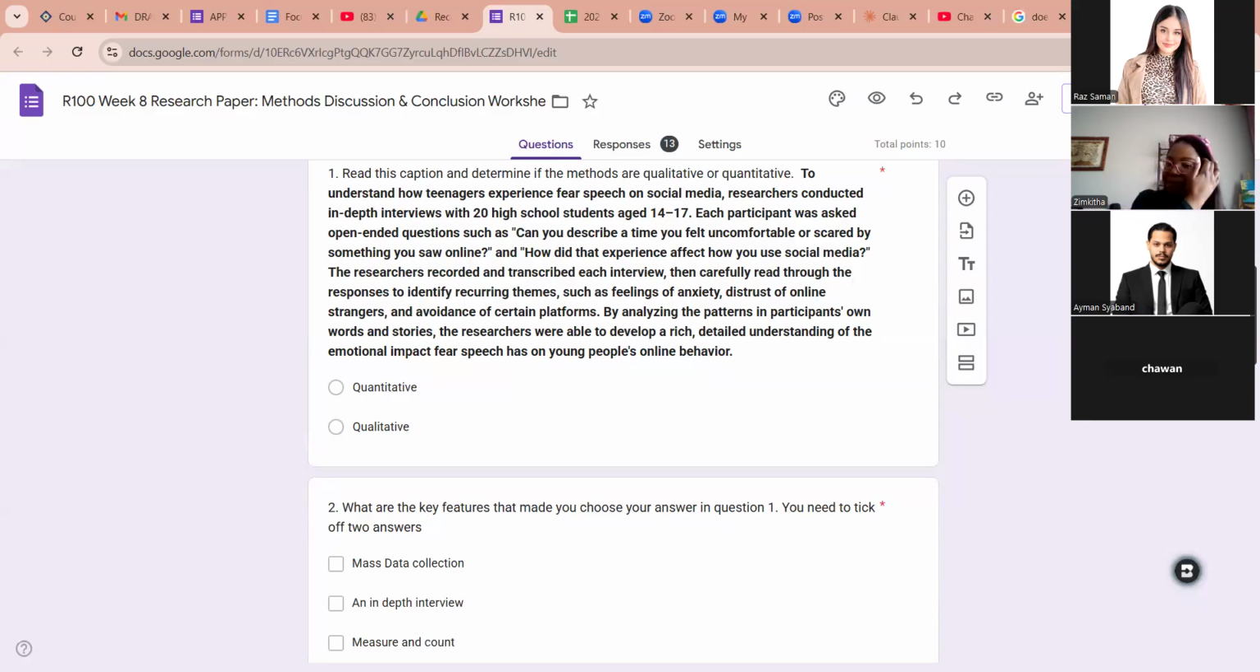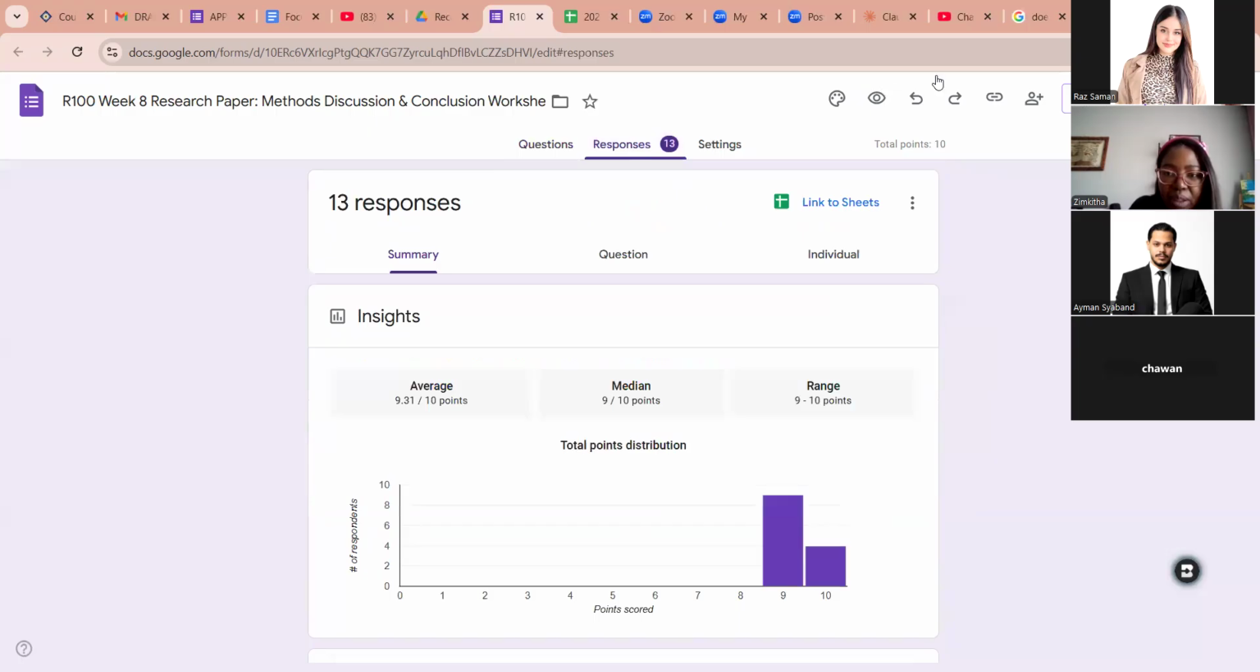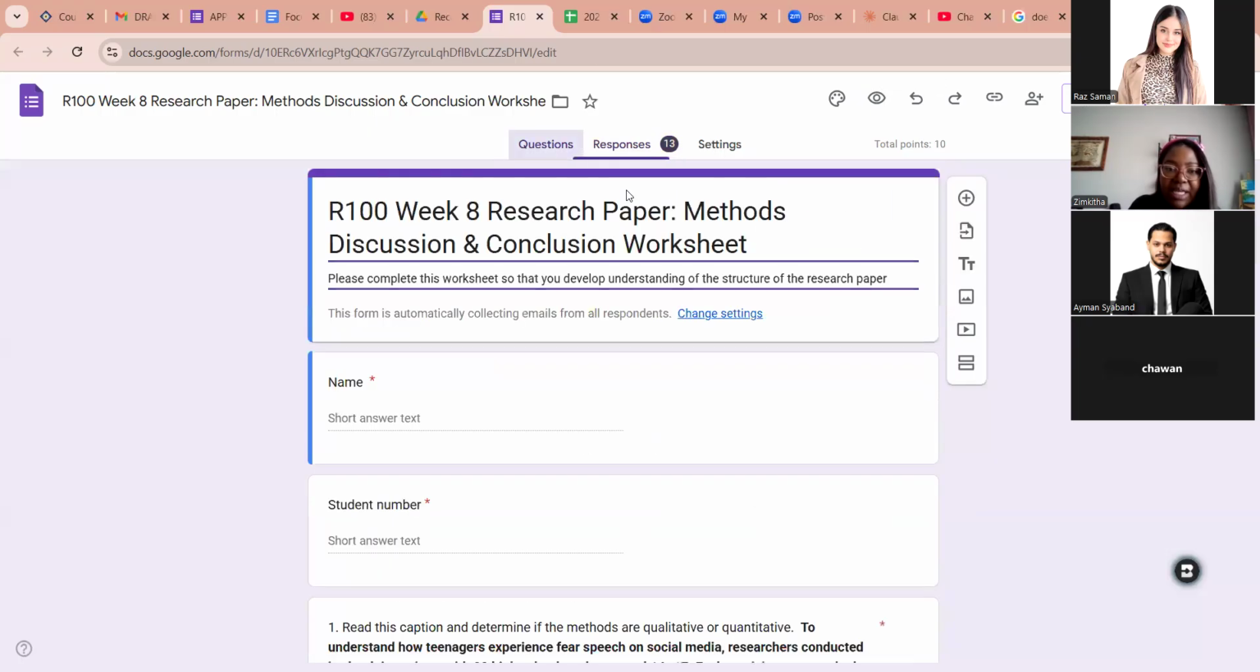Right, Raz, you have your hand up. Sorry, Ms. Keitha. When I do this form and I choose qualitative, it says wrong. I don't know why. Really? Yes, on the result on the Google form, it said it's wrong. I don't know why, because I'm sure it's qualitative, not quantitative. It's qualitative. I will have a look at that. So, question one. Okay, I will check that. It shouldn't be wrong.